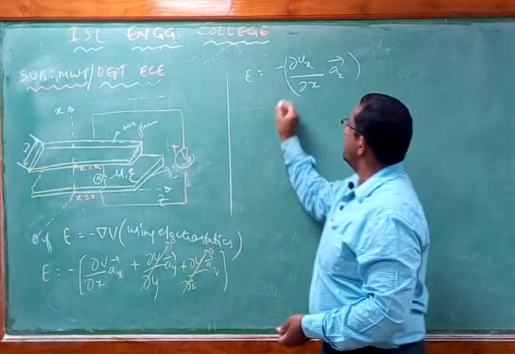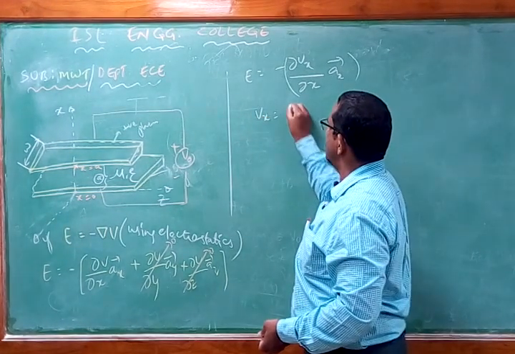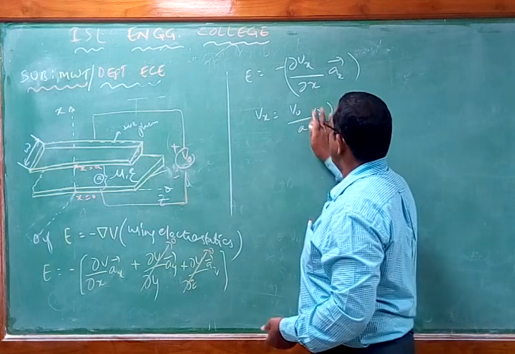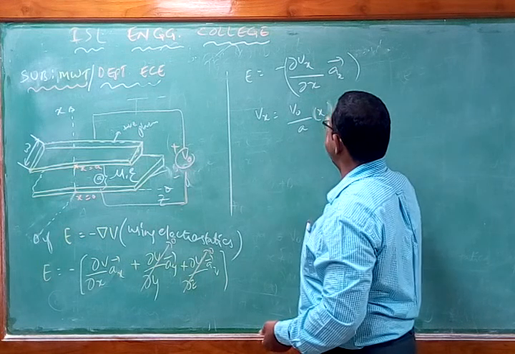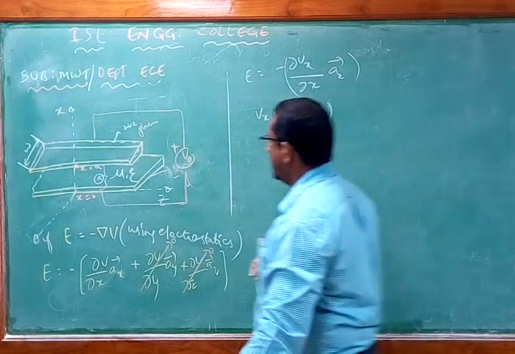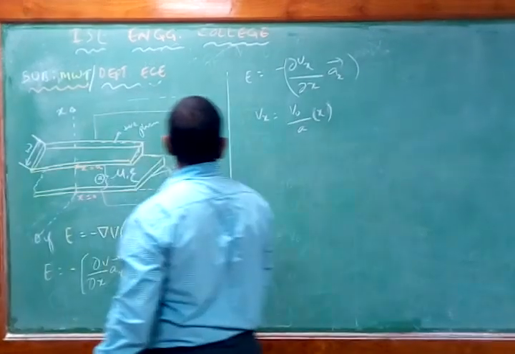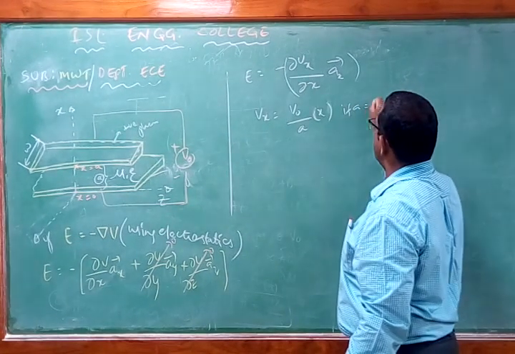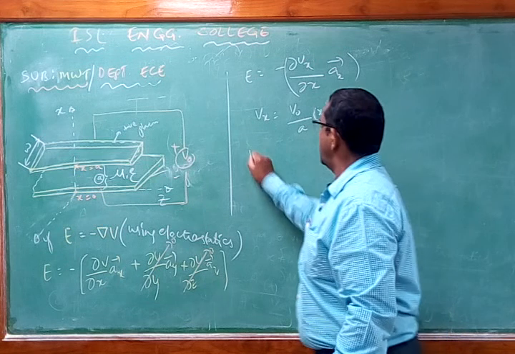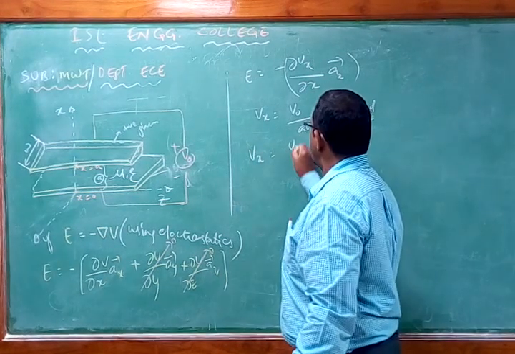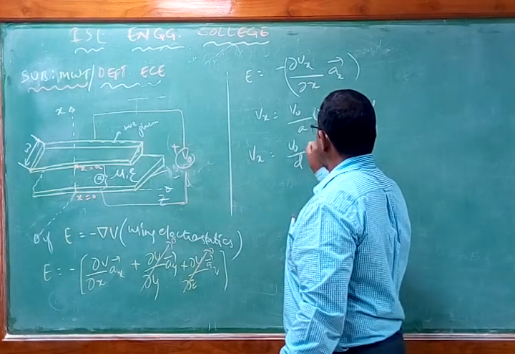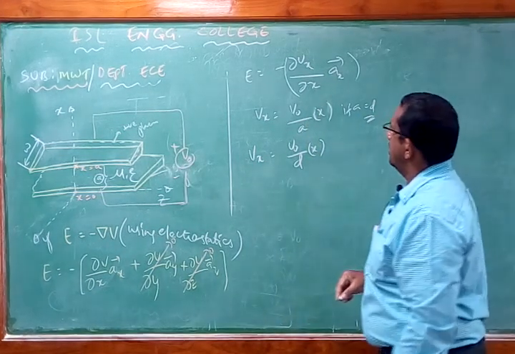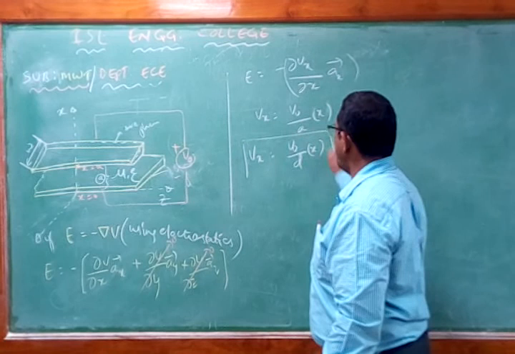So already we developed Vx. Vx is equal to V naught by A of x. This is what we developed previously, right? What is A? The distance between the two plates. Some people will write, if A is equal to D, the distance is D, we can write Vx is equal to V naught by D of x. So this is known as Vx, the potential.